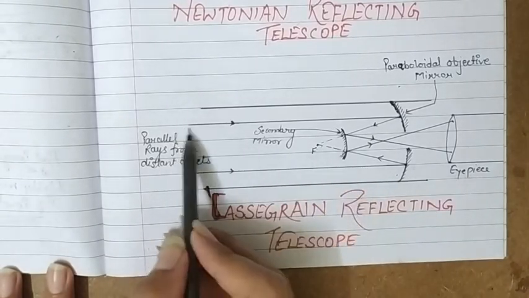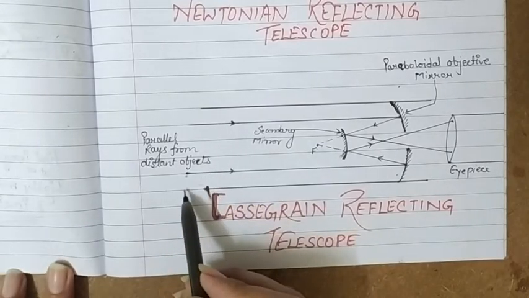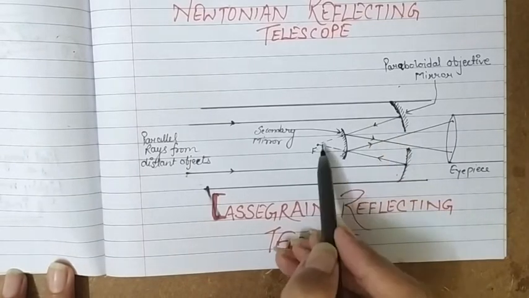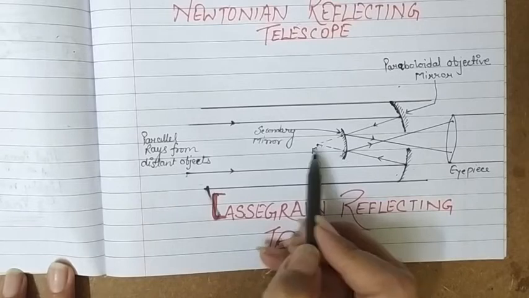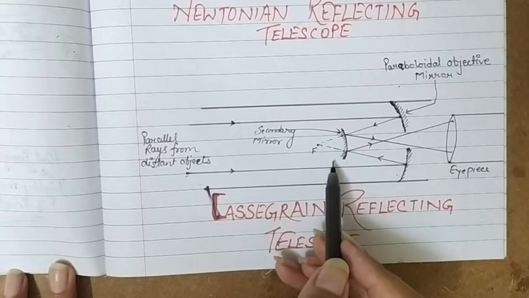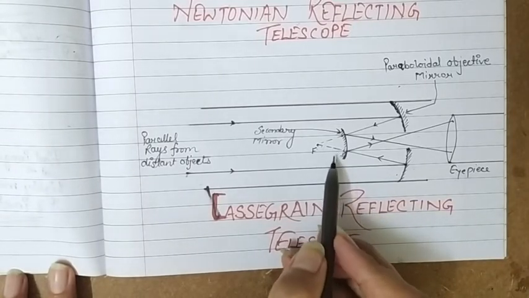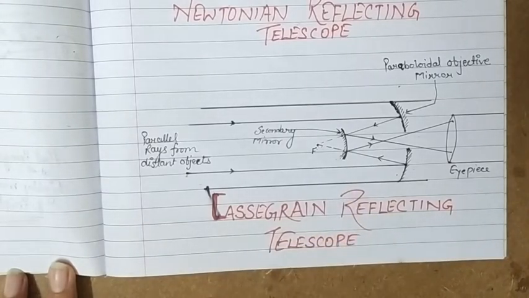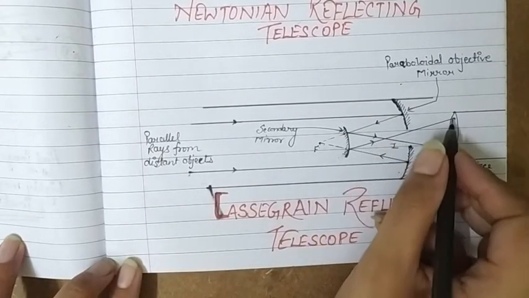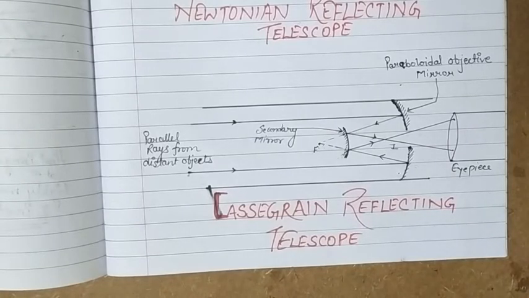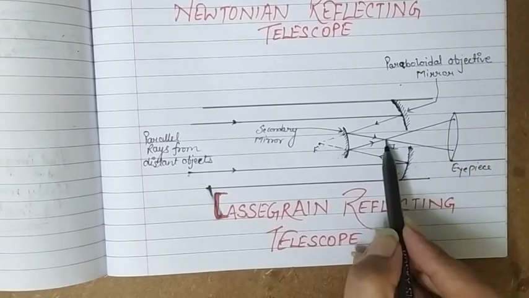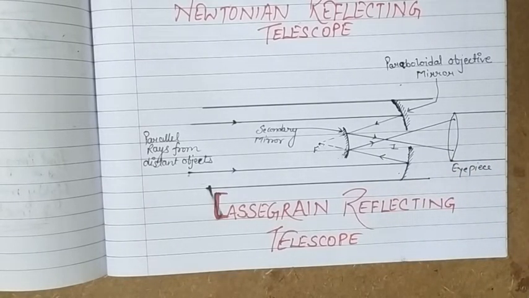Now the parallel rays from a distant object are reflected by this large concave mirror, and before these rays get focused at capital F, a secondary mirror is inserted in their path such that they get reflected by this mirror and converge at a point capital I just outside the hole. This is the point where these rays converge, and the final image formed at I is viewed through this eyepiece.